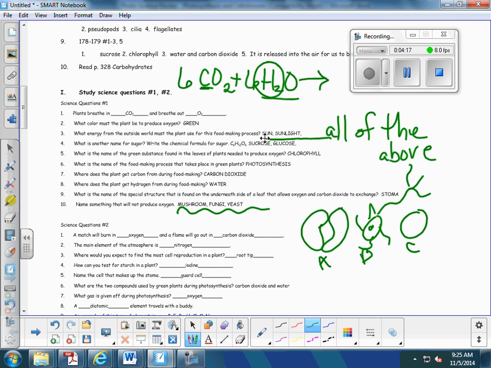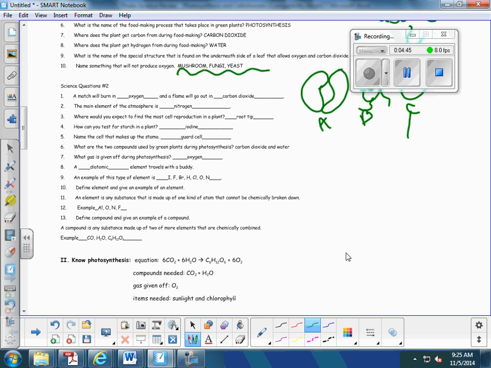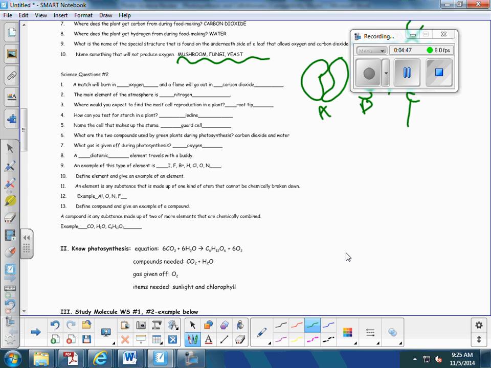Remember that little joke I gave you? Do you remember it, Bonnie? What's the beginning? A mushroom walked into the bar and asked for a drink, and the bartender says, "We do not serve your kind in here, or we do not serve mushrooms." He said, "Why not? I'm a fungi." Remember? Ha ha ha ha. Okay. Enough of that. All right, let's go over science questions number 2 quickly, please.